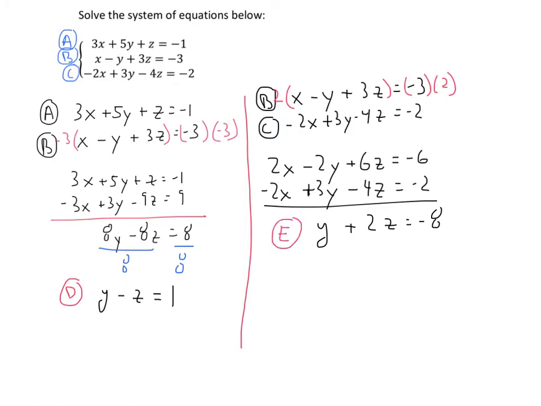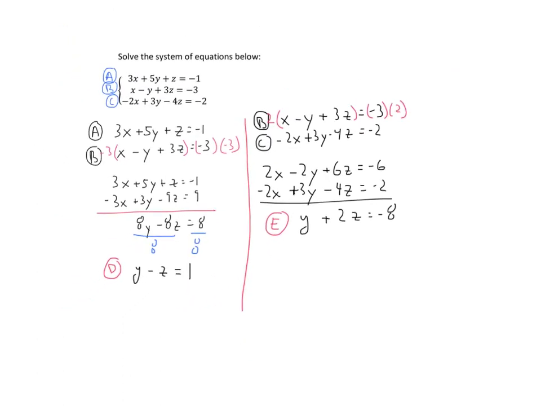Right? So again, why did that help us? Well, that helped us because now I have two equations that only have two variables in them. We eliminated x in both of them, so we have two equations that only have two variables. And that's super easy to deal with. Let's go over here.